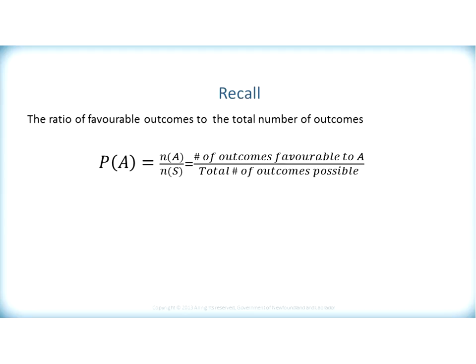Let's recall that probability is the ratio of favorable outcomes to the total number of outcomes possible. So we have the number of outcomes favorable to A, the number of outcomes of what we want, over the total number of outcomes possible.